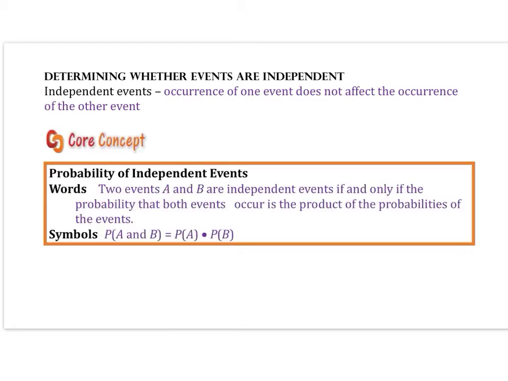So this is one of our core concepts. In words, two events, A and B, are independent events if and only if the probability that both events occur is the product, super important, product, of the probabilities of the events. So our symbols are probability P of A and B, so events A and B multiplied together.